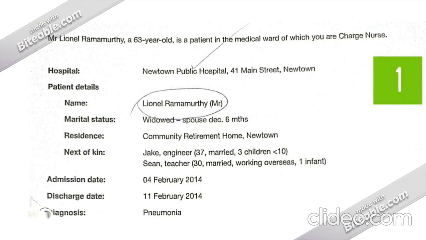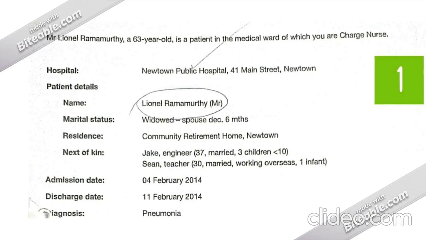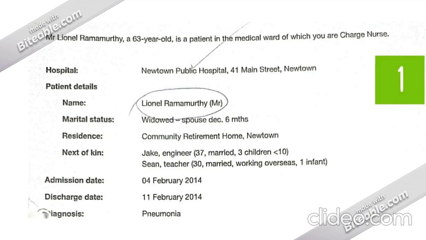Mr. Lionel Ramamurthy, a 63 years old, is a patient in the medical ward of which you are charge nurse. Hospital: Newtown Public Hospital, 41 Main Street, Newtown. Patient details: name Lionel Ramamurthy, marital status widowed, spouse died 6 months ago. Residence: Community Retirement Home, Newtown. Next of kin: Jake, engineer, and his relevant data; Sian, teacher, her relevant data. Admission date 4 February 2014, discharge date 11 February 2014, diagnosis pneumonia.